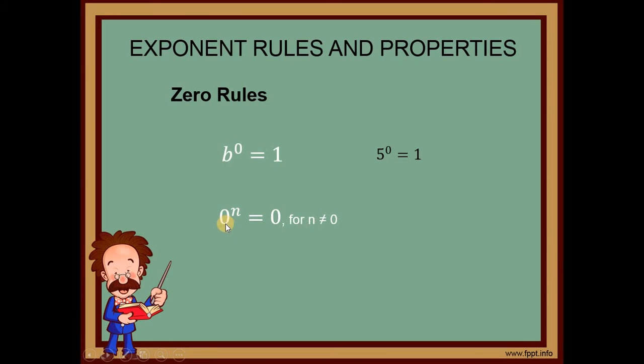Next, 0 raised to n is equal to 0, for n not equal to 0. So dito, b is not equal to 0 din. Okay? So let's have an example. 0 raised to 5 is equal to 0. 0 raised to 1,000 is also equal to 0. 0 raised to 5,000 is also equal to 0, and so on and so forth.